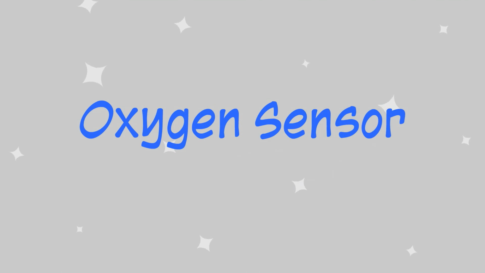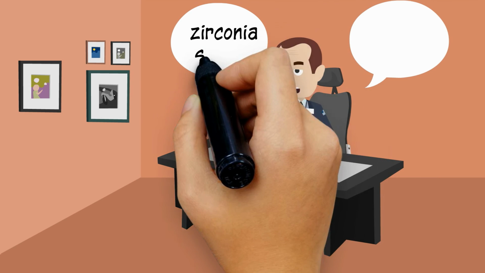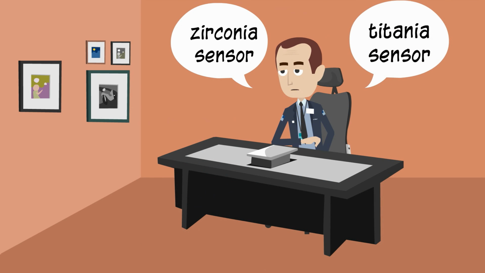Oxygen sensor. It measures the proportion of oxygen in fuel and the amount of fuel consumed by the engine. There are two types of oxygen sensors. One is zirconia and another one is titania.